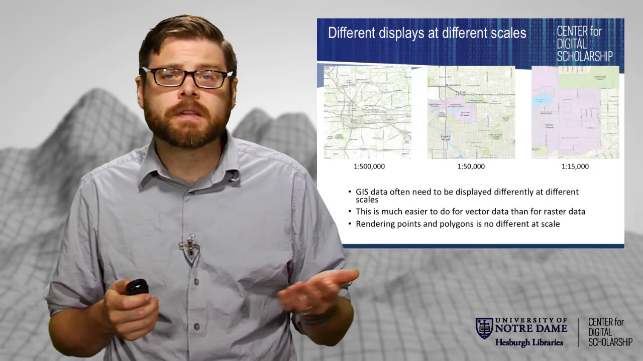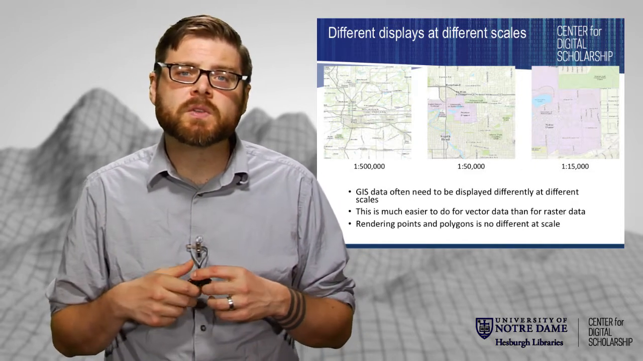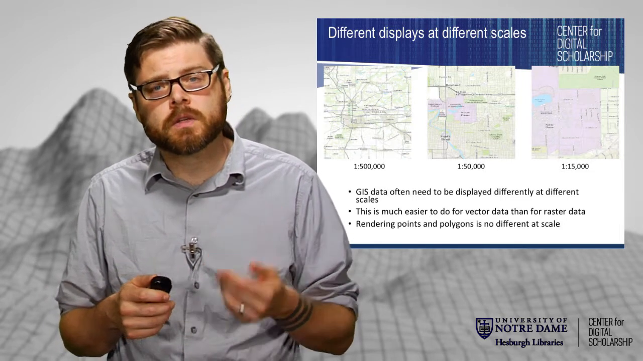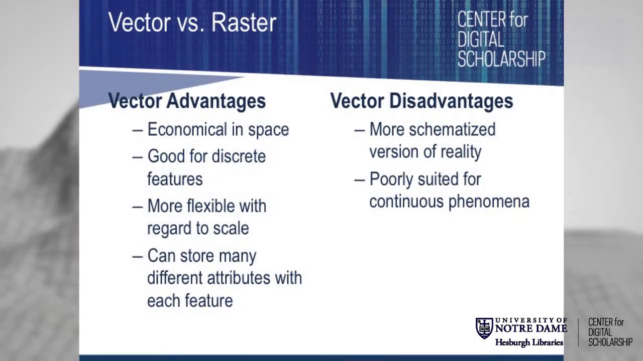Raster data, this is much more complicated. We'd have to create a different layer that was sort of the zoomed out version to be able to show all of those pixels. But really with vector data, it's much easier to create these kinds of dynamic zooming scales. So just to review some of the advantages and disadvantages of the vector data model.